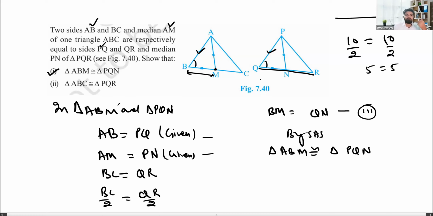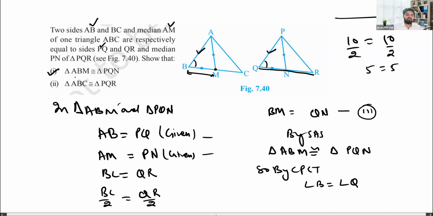Will it be equal? Yes. By CPCT, angle B will be equal to angle Q. If you have proved this triangle congruent to this triangle, this angle will be equal to this angle.